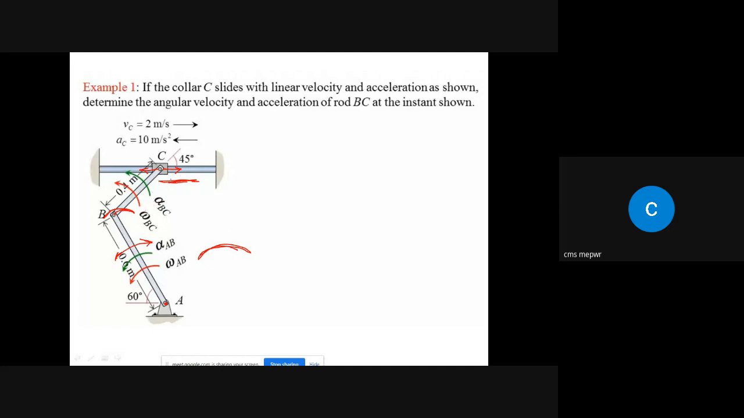But if we consider that the motion is in the direction of this link, if it moves like this, the rotation will be in this direction. The rotation can be like this, right? And definitely the rotation over here will be in this direction. So what they are asking: if collar C slides with linear velocity and acceleration as shown, with this linear velocity and linear acceleration, determine the angular velocity and angular acceleration of rod BC. We need to find out the angular velocity and angular acceleration of this rod BC.